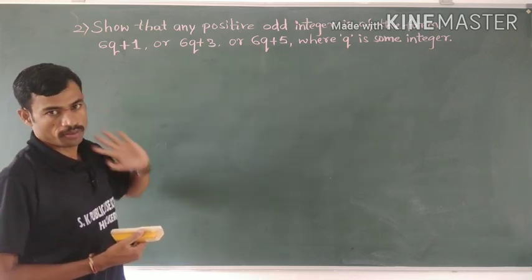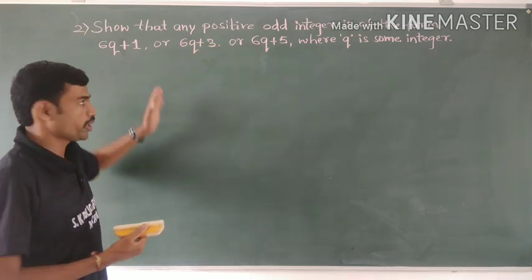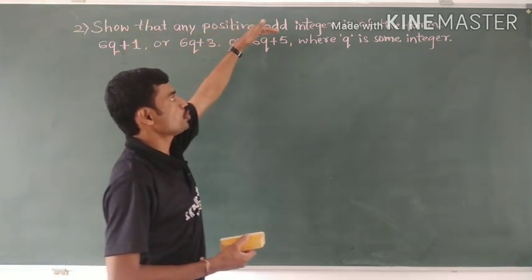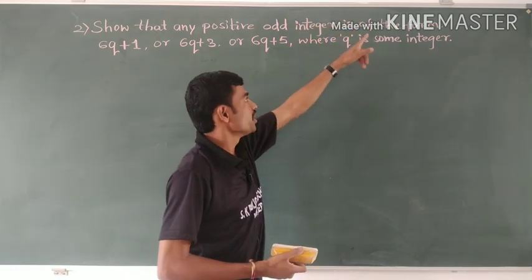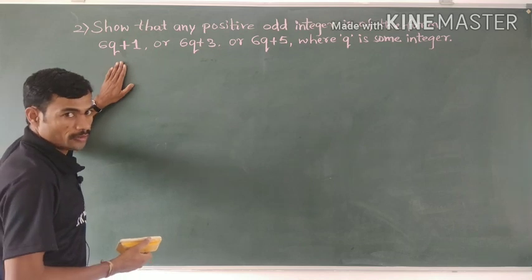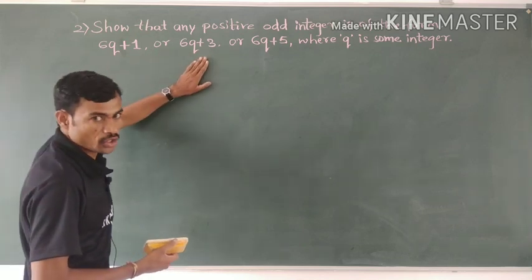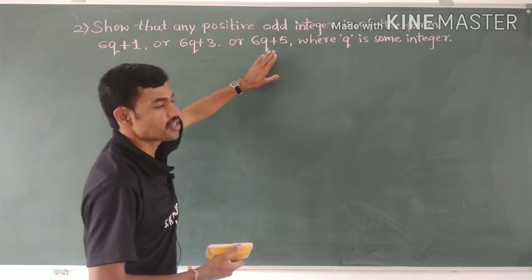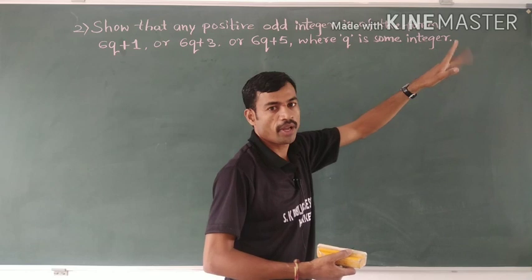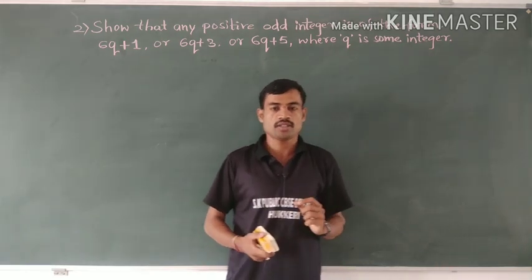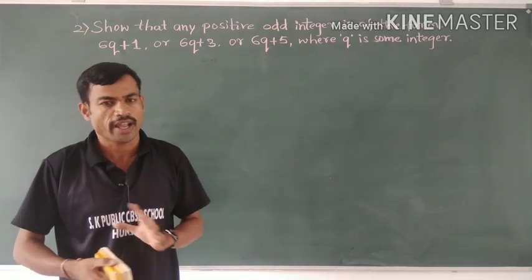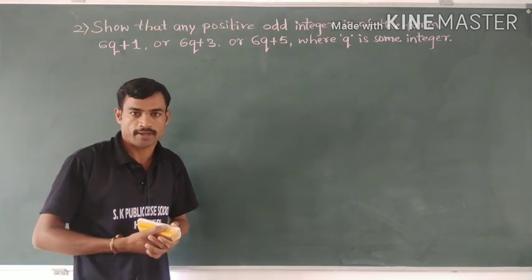Do you know what this problem is? Just look at the question. Show that any positive odd integer is of the form 6q plus 1, or 6q plus 3, or 6q plus 5, where q is some integer. It means we have to take any positive integer.